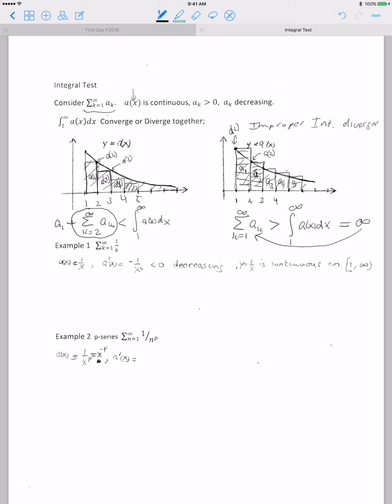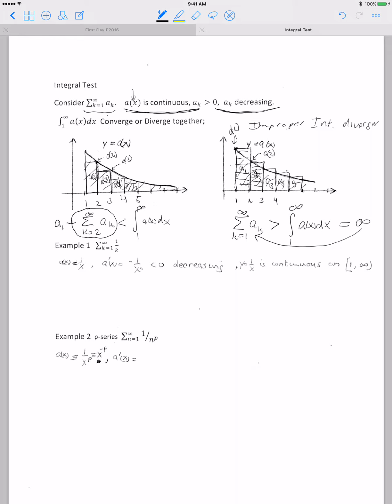Notice, again, the hypothesis. We have to have a of x is continuous for x greater than or equal to 1, and a sub k, or the function a of x, has to be a decreasing function.